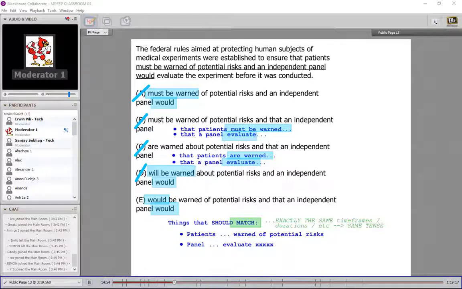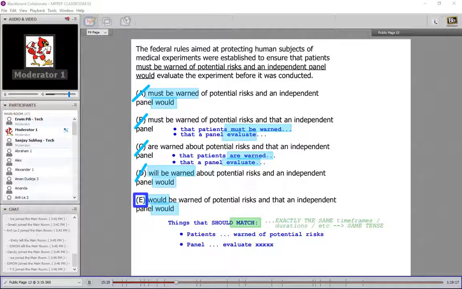So E wins. Again, this one's kind of a warm-up. If you didn't get this problem right, which some of you didn't, then consider whether you were focused on parallel structures enough. The single hardest thing about sentence correction is actually just paying attention to whatever you're paying attention to.